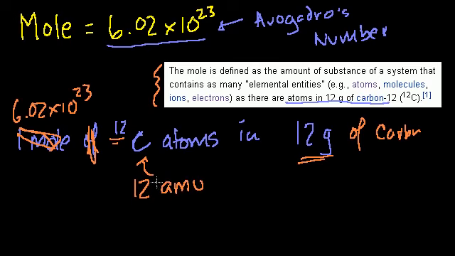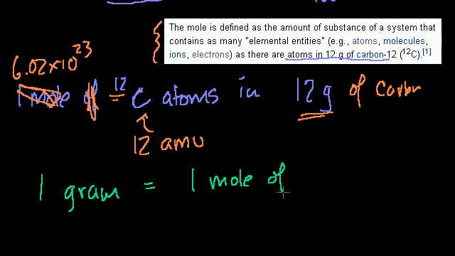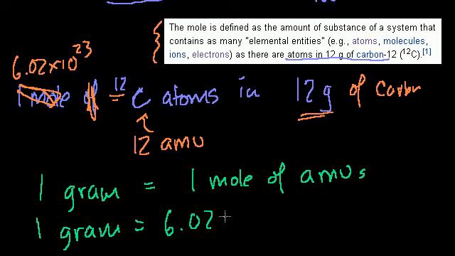So if you have something that has a mass of 12 atomic mass units, and you have a mole of them, or 6.02 times 10 to the 23 of them, all of those atoms combined will have a mass of 12 grams. So another way to think about it is 1 gram is equal to 1 mole of atomic mass units. I'll write AMUs like that. Or you could write 1 gram is equal to 6.02 times 10 to the 23 atomic mass units.